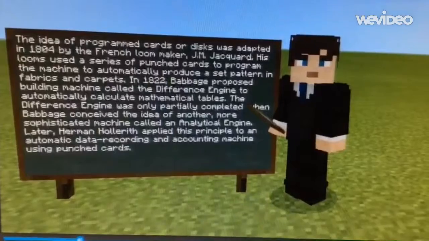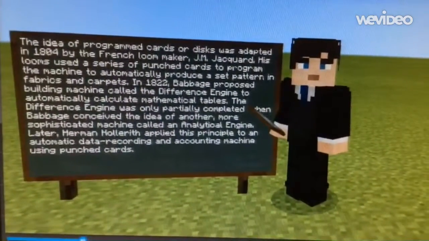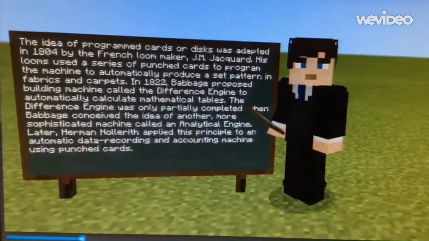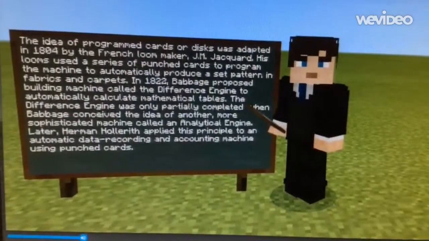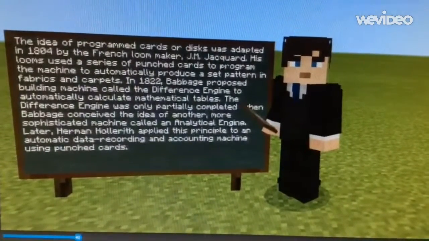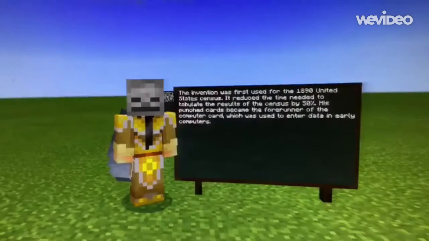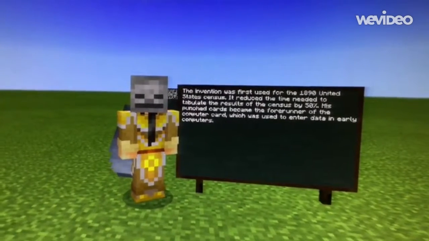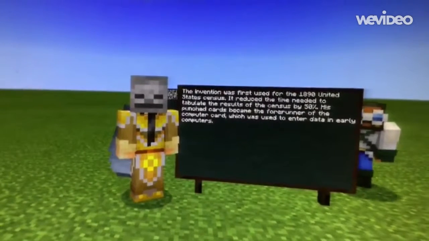In 1822, Babbage proposed building a machine called the difference engine to automatically calculate mathematical tables. The difference engine was only partially completed when Babbage conceived the idea of another, more sophisticated machine called the analytical engine. Later, Herman Hollerith applied the principle to an automatic data recording and accounting machine using punched cards. The invention was first used for the 1890 United States Census. It reduced the time needed to tabulate the results of the census by 50%.